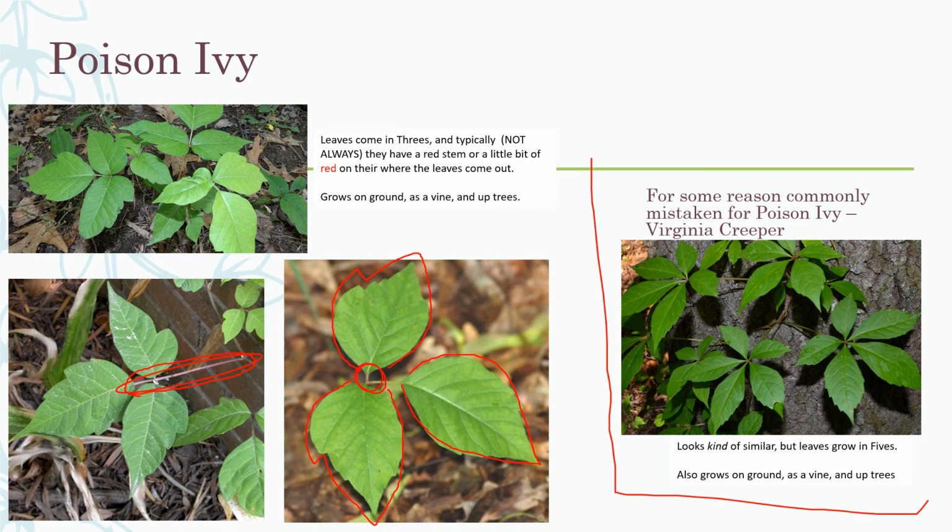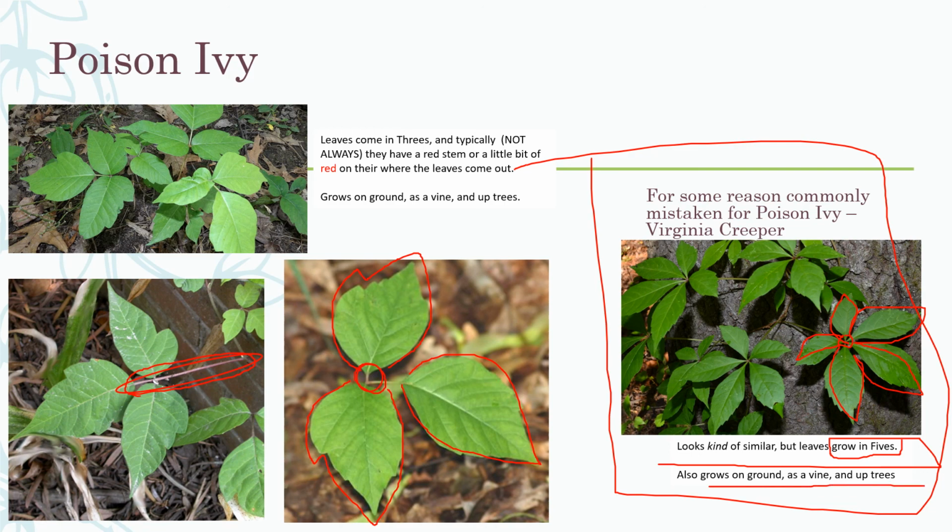But for some reason, people commonly mistake these for poison ivy as well. This is called Virginia creeper. This is a palmate leaf with groups of fives. It's not a buckeye, though it looks a lot like it, but this is more of a vine. It's not a tree. It looks similar, but grows in groups of fives, and it's also, again, on the ground as a vine. It can grow up trees, but it's not a tree itself.